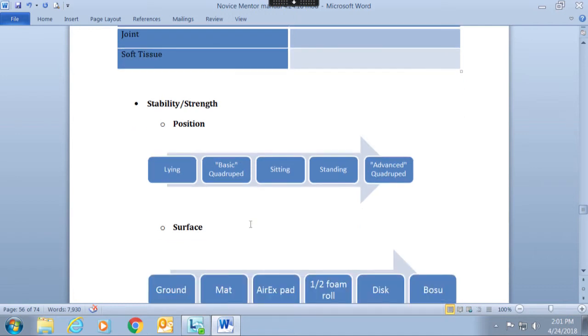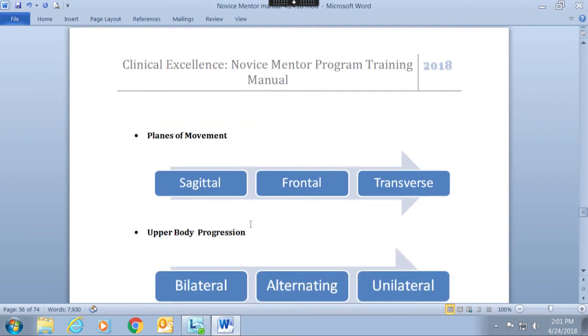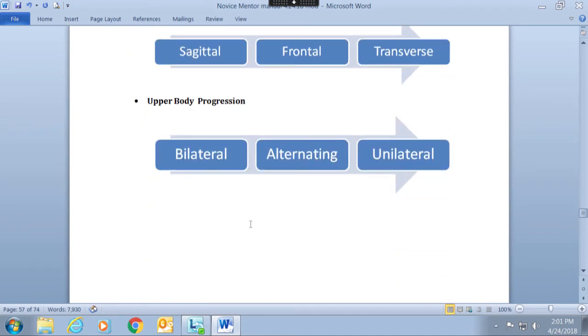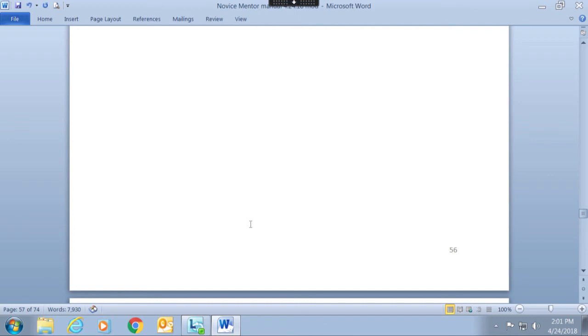Remind them of lying down to quadruped to sitting, progression of forces, progression of position by surface, planes, upper body, again bilateral, unilateral is last, alternating's in the middle. So that's the key during this component of it. Talk through, practice some case studies, let them get used to practicing a lot of hands-on skills.